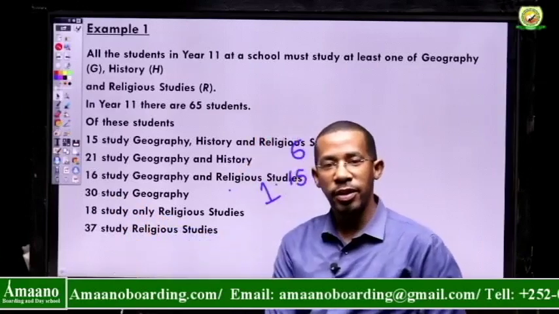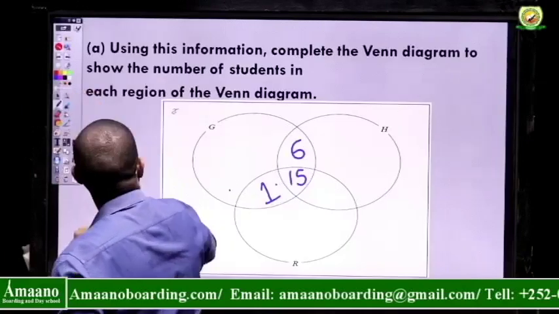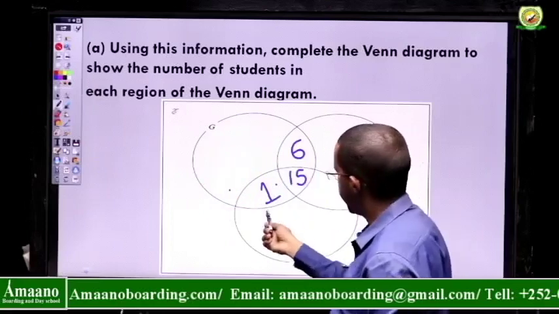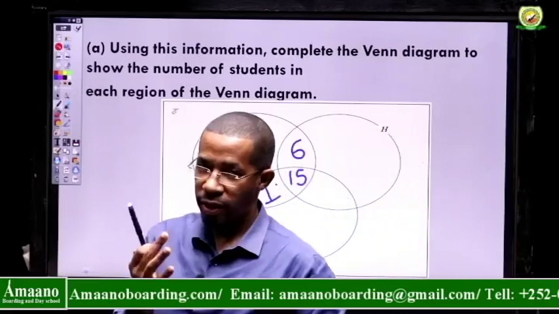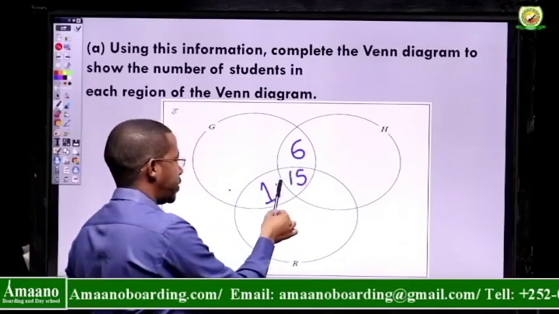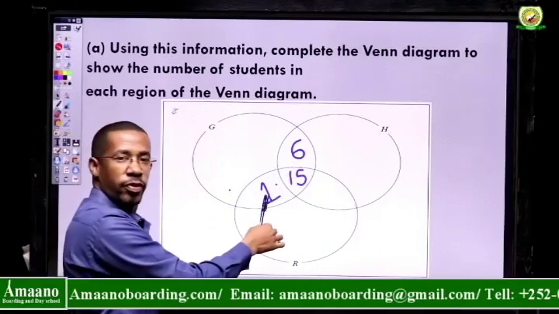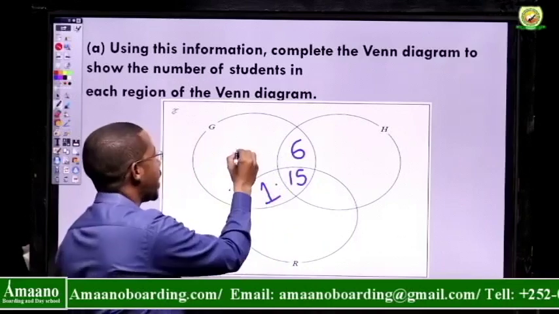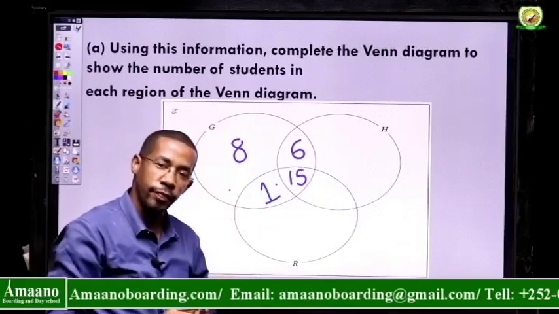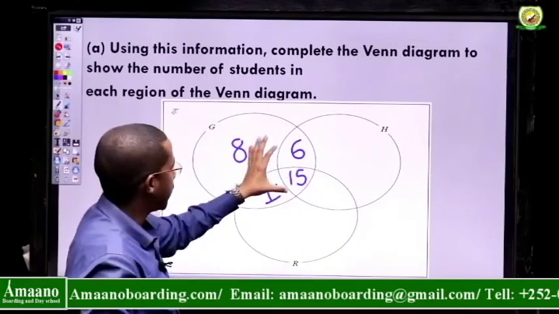30 students study geography. Let us see how that information will help us. 30 students study geography. So this whole ring must have 30 students. Now, already we have 6, we have 15, we have 1. I think this is already 22. So out of 30, we are left with 8. So that the whole of this part has 30 students. You could add this and then subtract from 30. It means this part is sorted.